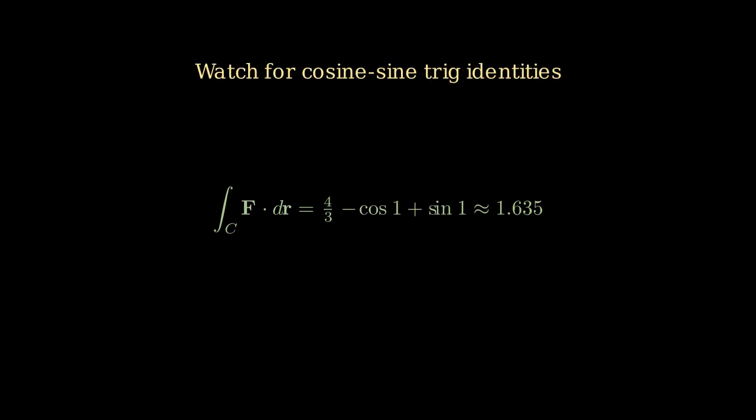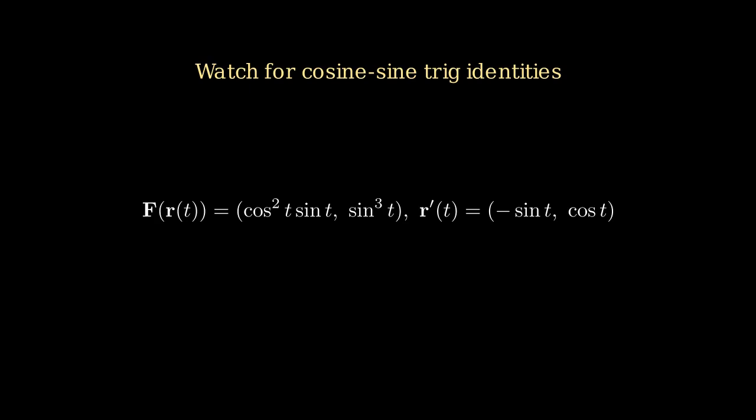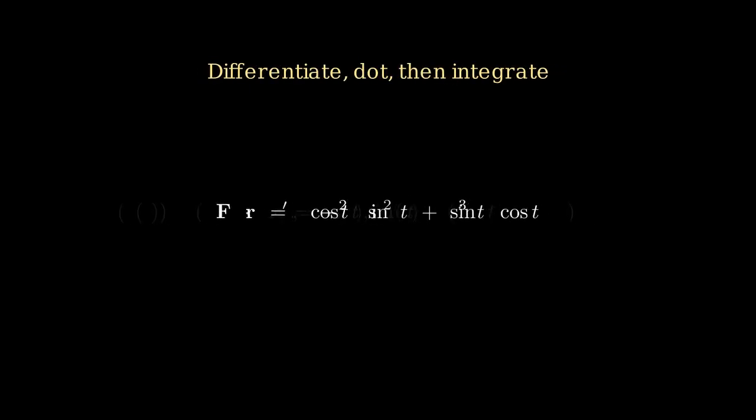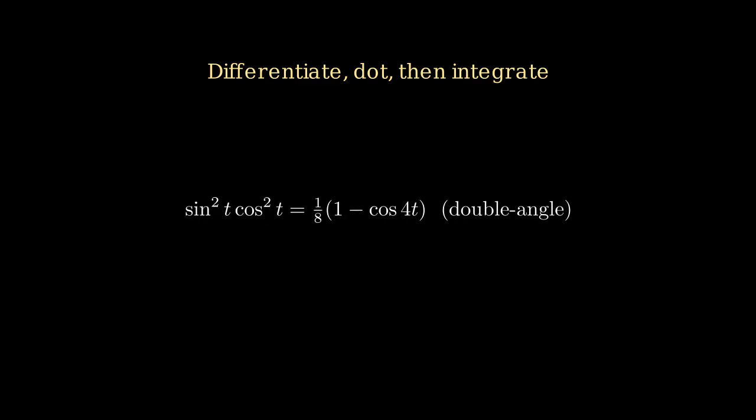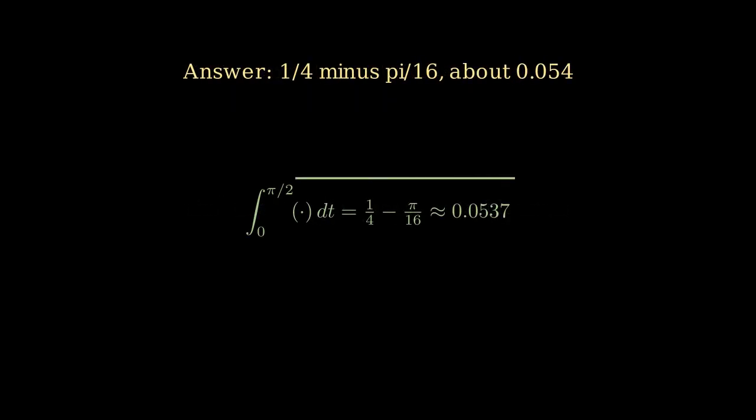Part D. Field F equals x squared y, y cubed. Curve r of t equals cosine t, sine t, for t between 0 and pi over 2. Pattern to recognize. Cosine sine parameterizations almost always produce trig identities worth spotting before integrating. Watch for double angle simplifications. Differentiate, dot, and integrate. Answer: 1/4 minus pi over 16, approximately 0.0537.